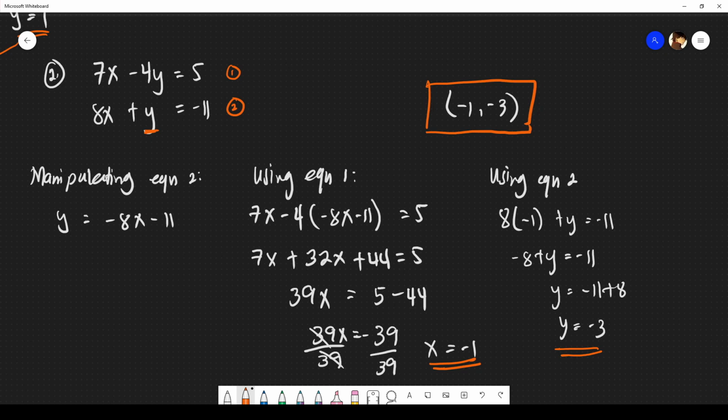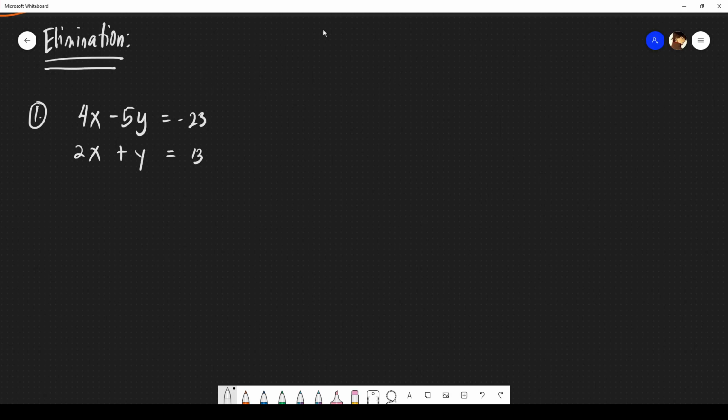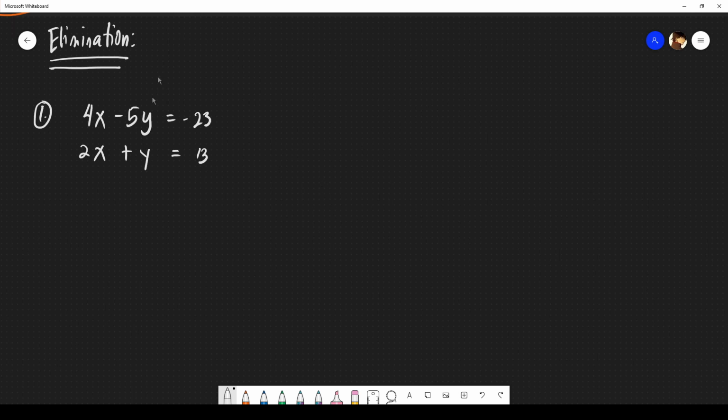So that's how you evaluate systems of linear equations using the technique of substitution. Okay? From here on, I'm going to talk about elimination. Again, as I was just saying a while ago, it's just a matter of preference if you want to use elimination or substitution. It's really up to you guys. Okay, so the given for elimination is these two linear equations.